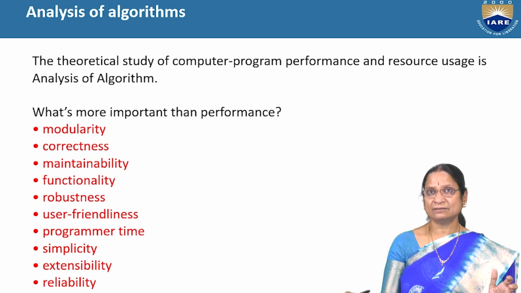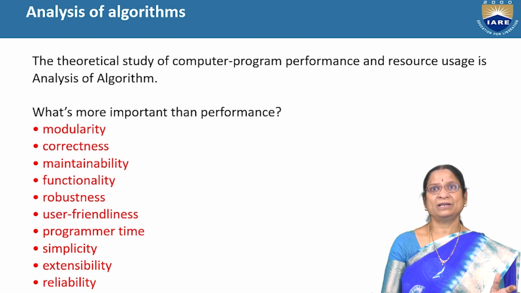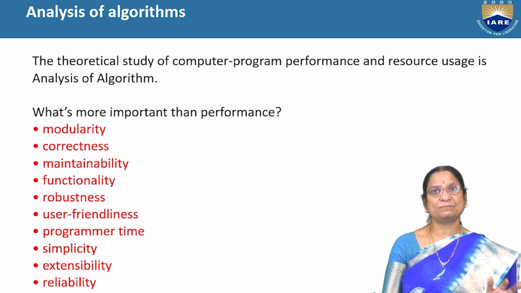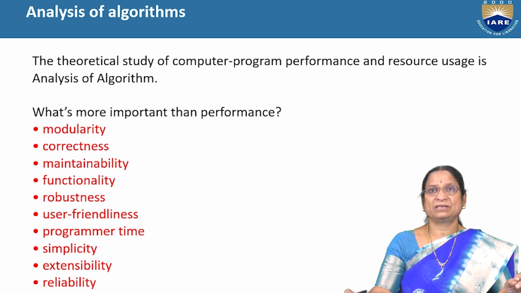That means the algorithm is theoretical. The algorithm cannot be implemented on a system by itself. It has to be converted into a program. Program means an algorithm implemented in any high-level language is considered to be a program. So the theoretical study is not implemented on a system. So that's why the time taken by a system is not at all considerable here. That is, algorithm analysis is prior analysis, and program analysis is posterior analysis actually. So the theoretical study of computer program performance and resource usage is considered as analysis of algorithms.